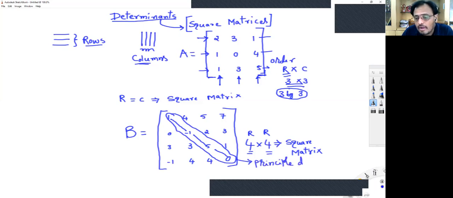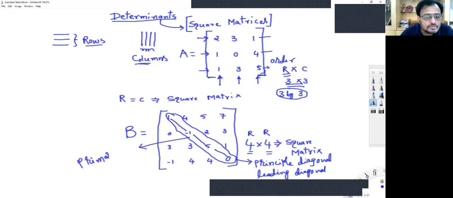Principal diagonal, or leading diagonal, or it is also called primary diagonal. Primary diagonal. So to study determinants, this much is enough for us.